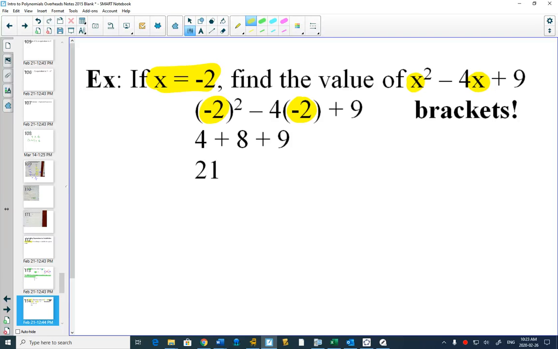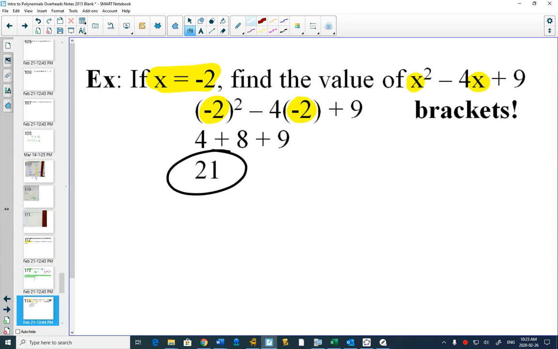How do we do -2 squared? -2 times -2, plus 4. Here we have to multiply. -4 times -2, you agree that that's +8? Negative times a negative is +8. And then we still have the plus 9. Now we're down to just adding. 4 plus 8, that's 12. 12 plus 9, 21.